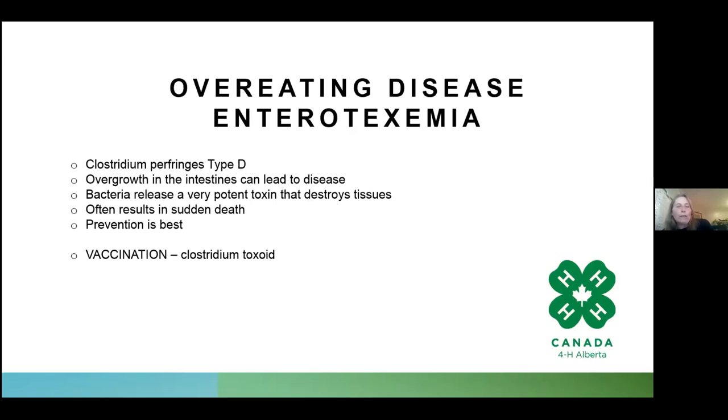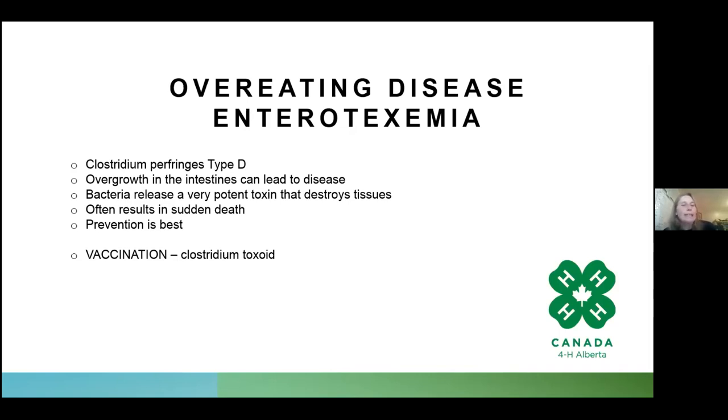So why did we get the disease? The bacteria produces toxins, and those toxins get absorbed into the system. Often they die so quickly that when I open up a dead baby lamb, I will not see anything, because the toxins didn't even have time to destroy the tissues enough for me to see. The disease was so severe and so quick. Why do we not see a lot of it? Because we vaccinate. So prevention is definitely the best for overeating disease or enterotoxemia.